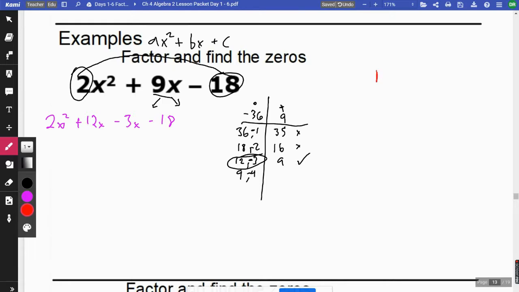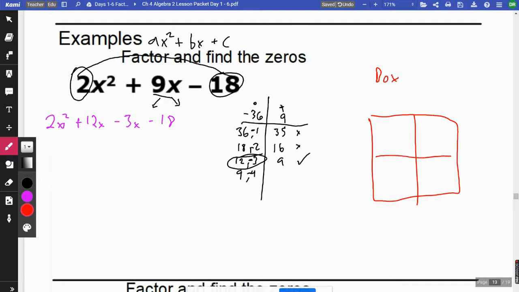I'll do box method over here, but we're using the same terms we have. Just list them out in the box, kind of left to right, top to bottom. So 2x squared, 12x, negative 3x, and negative 18.